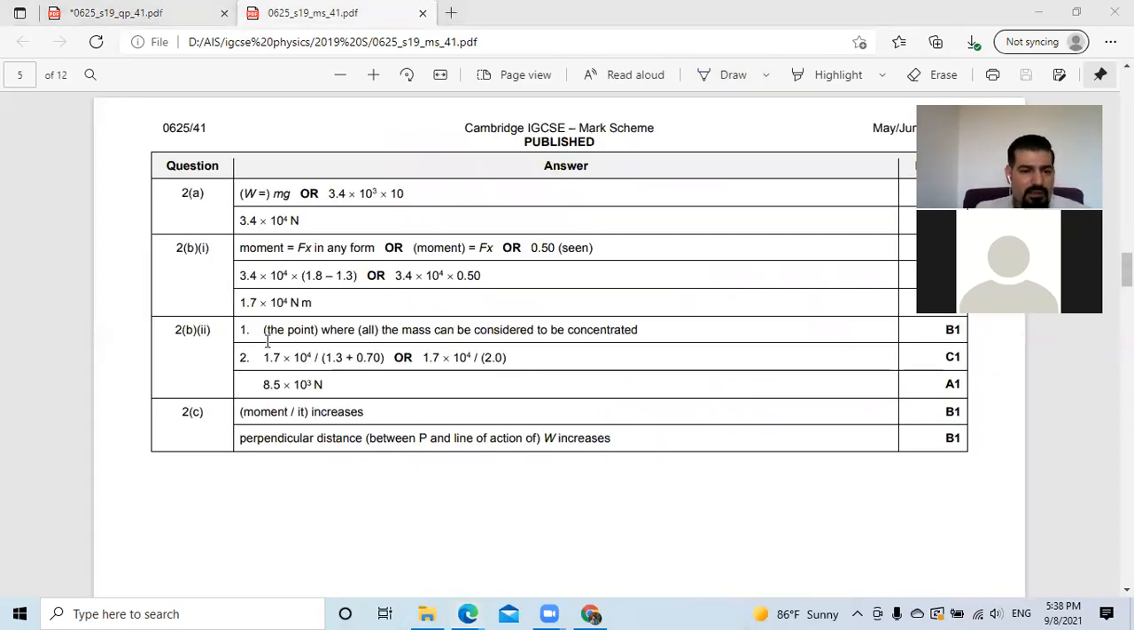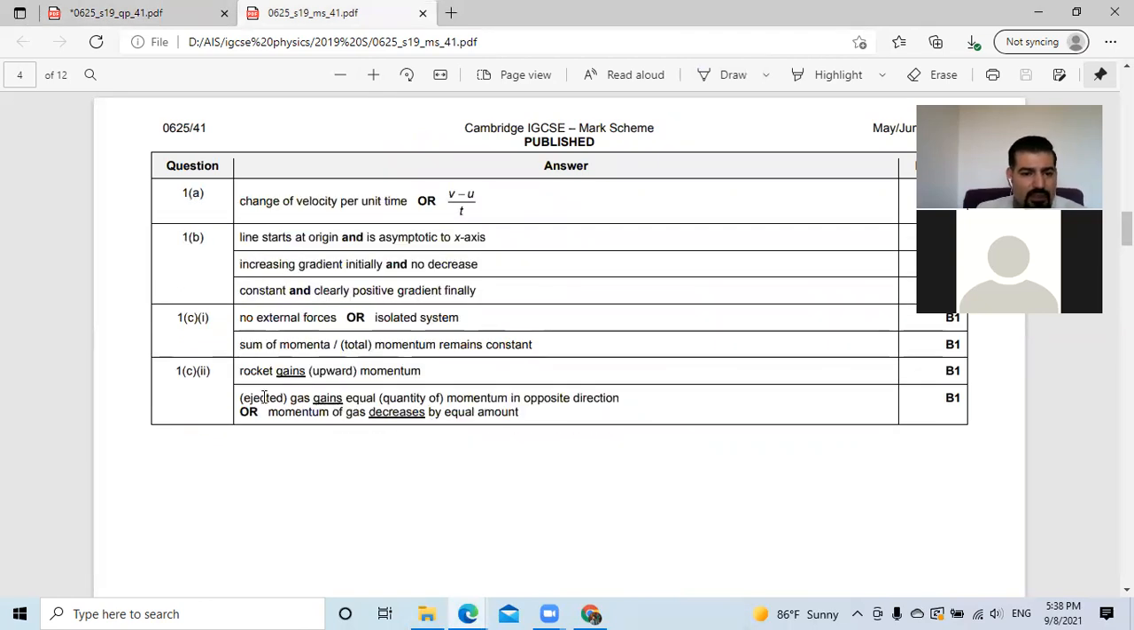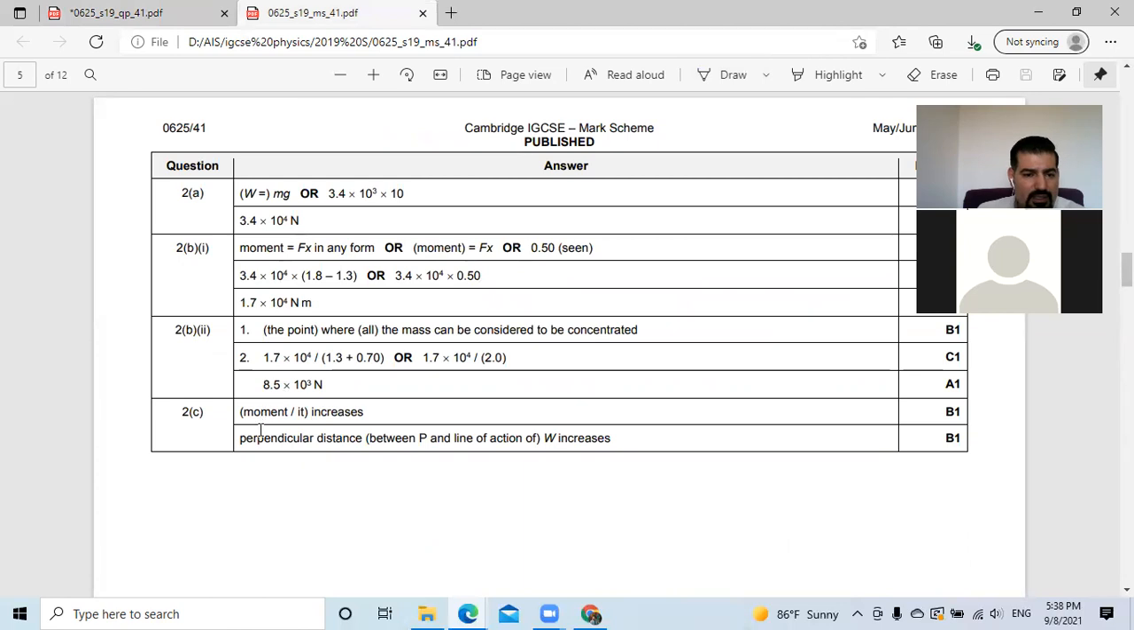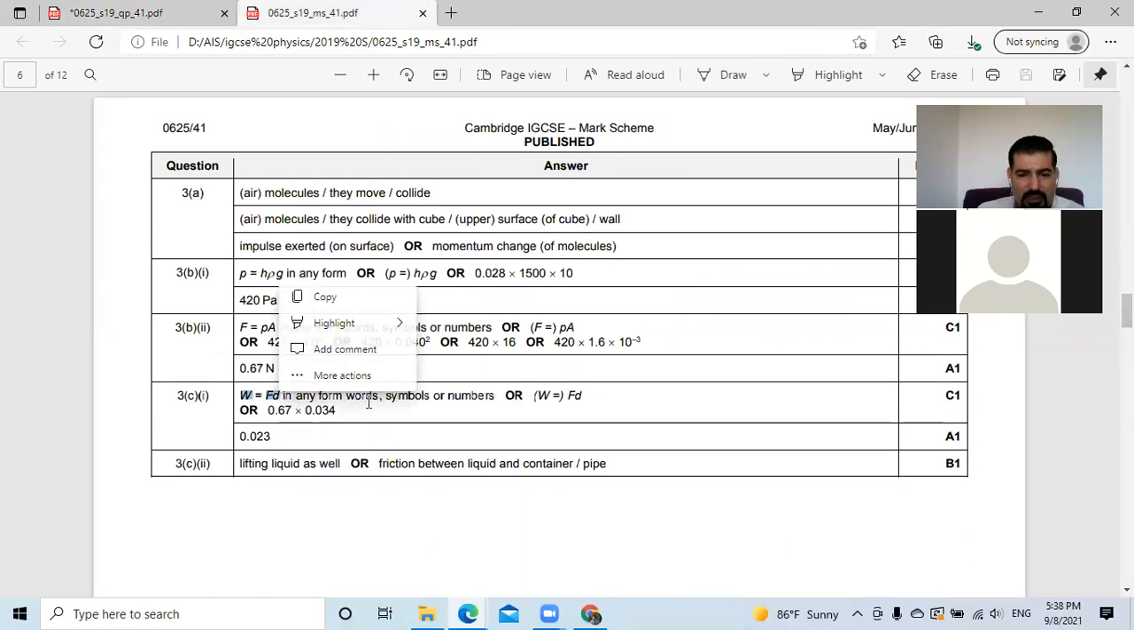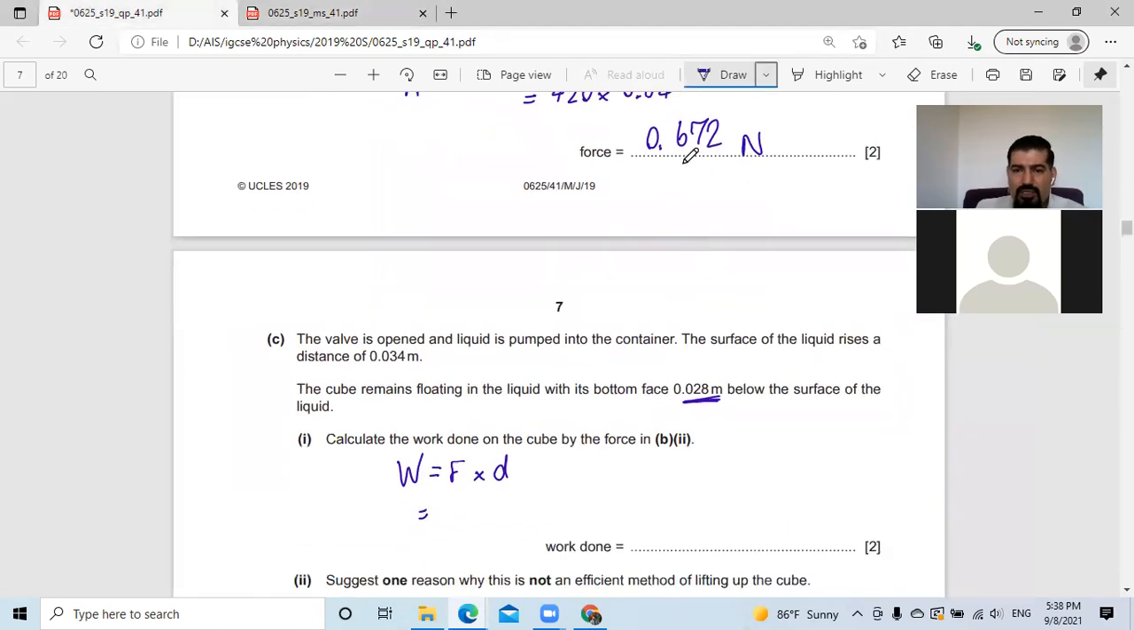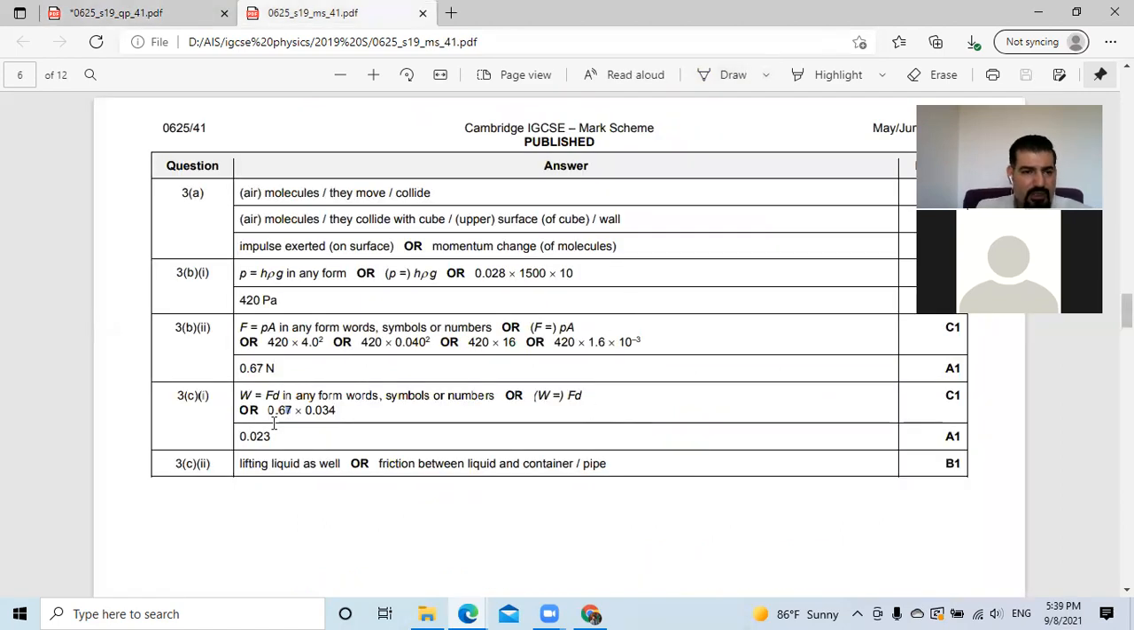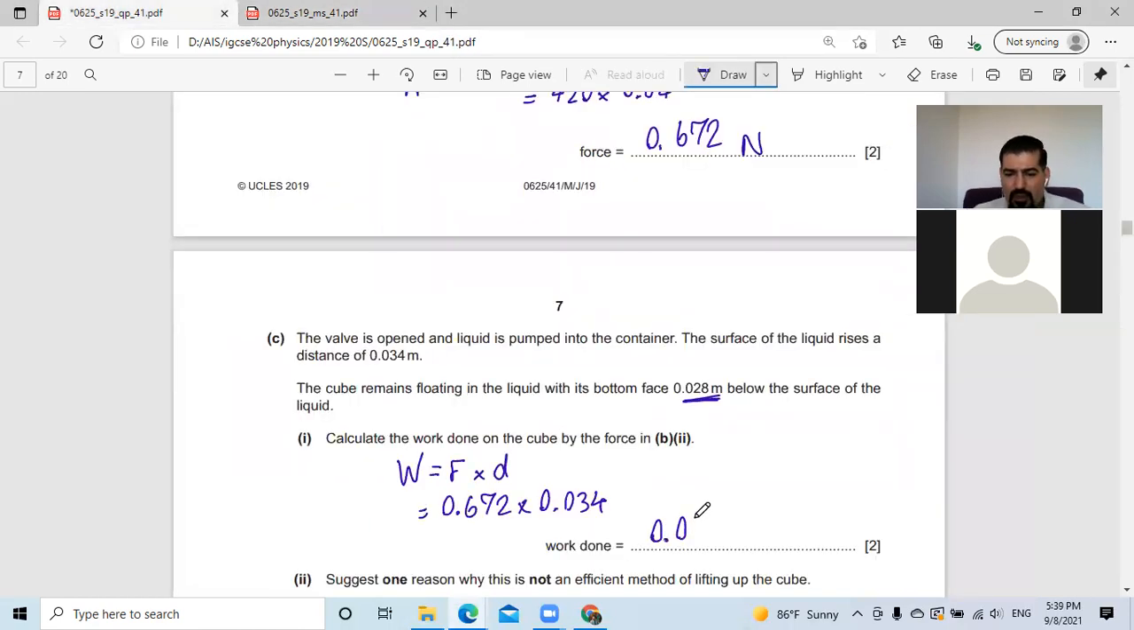So as we can see here in the mark scheme, they said that work equals force multiplied by distance, and the force is 0.672 multiplied by the distance it rises, which they give us. So the work that we just found is the force 0.672 multiplied by how much it rises, 0.034, and the answer by using the calculator is 0.023 joules.